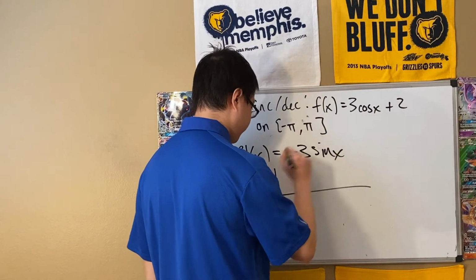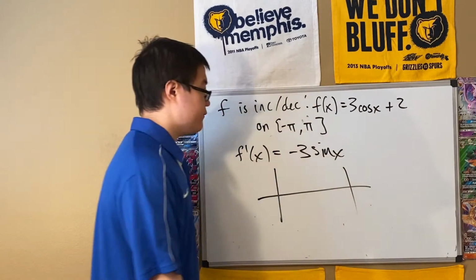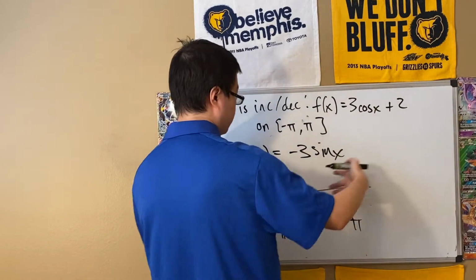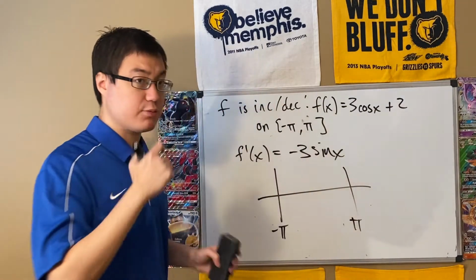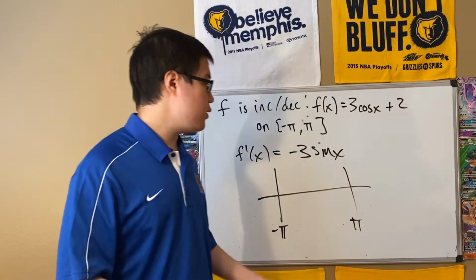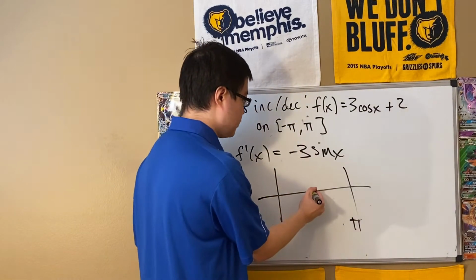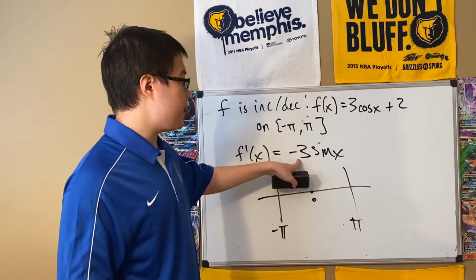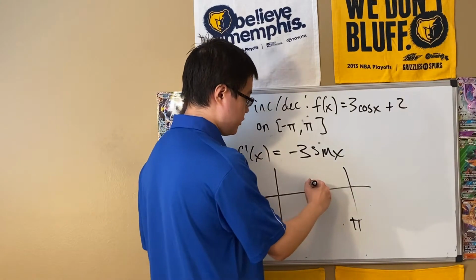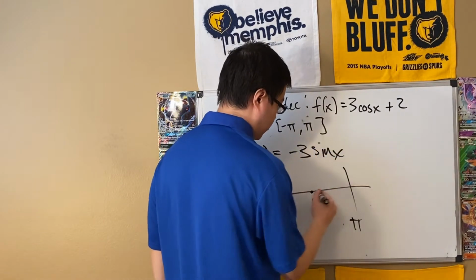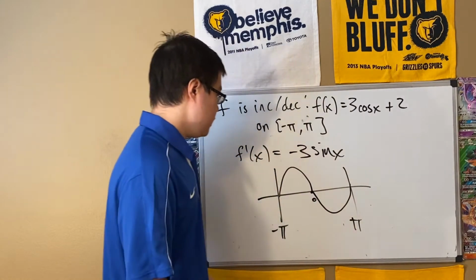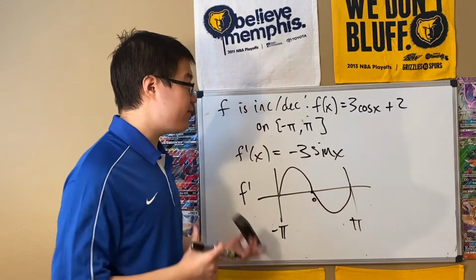Again, we're fixing this to be negative pi and pi because we don't care about anything beyond this, since we're only doing this one specific example. And hopefully you know what sine looks like. It starts at the origin, and keep in mind this is a negative sine graph. So usually sine goes like this, but now it's going to go like this. This is a graph of f prime.